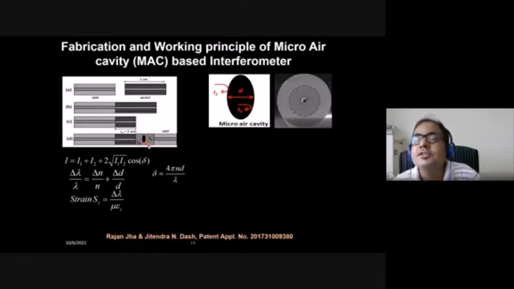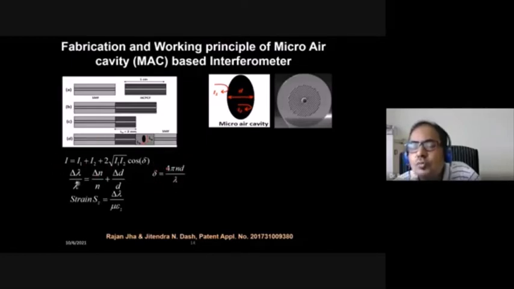Now, why are we interested in controlling the lengths LA and LB? Please see this diagram. Suppose light is reflected from the front end of the cavity, the micro MAC, which is I1, and it reflects from the second end of the cavity, which is I2, and these two interfere. So if you can tune this D, which is basically related to LA and LB, then you change lambda, and therefore you change the intensity.